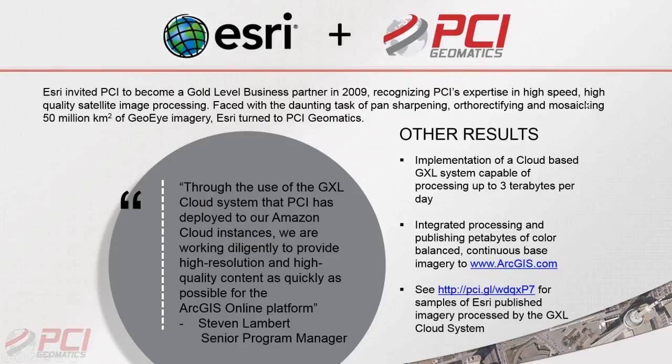So the relationship between Esri and PCI, the reason we're showing all this great technology and how it can work together, is that PCI has had a really good relationship with Esri for a number of years now, going back to 2009. We've been a gold business partner for several years, and when Esri had one of its biggest challenges in terms of imagery, they turned to us. They needed to pan-sharpen, orthorectify, and mosaic 50 million square kilometers of GeoEye imagery for publishing to the ArcGIS Online platform. And they actually used our technology to do that.